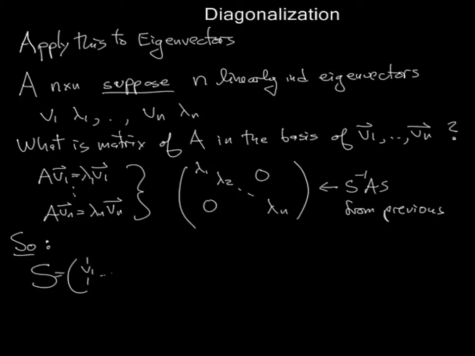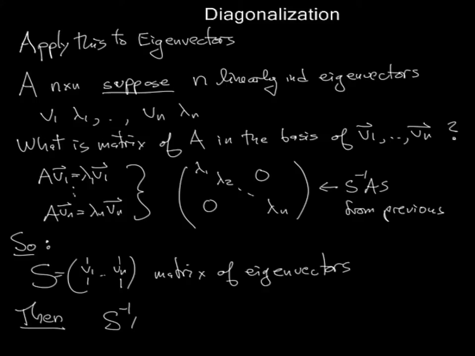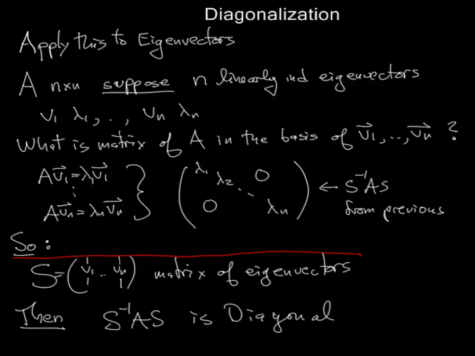So here's the conclusion. If you make this matrix of eigenvectors, then S inverse AS is diagonal. And a key point is that this works if v1 through vn are linearly independent, because then S is invertible, which of course you need to be able to do this.